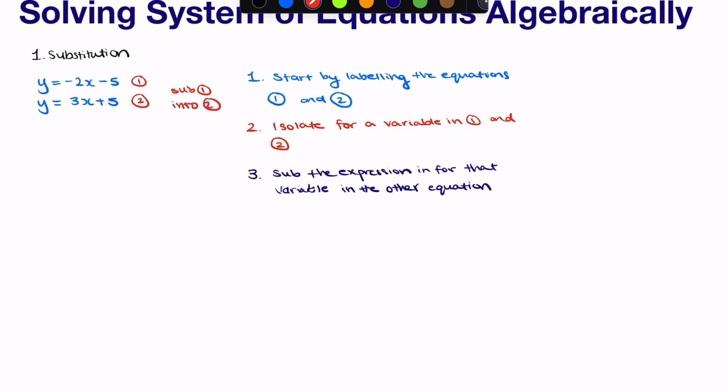Everything that is equal to y will sub in for y. So here we would sub in negative 2x minus 5 is equal to 3x plus 5. Now they're equal to each other, and so now we're going to solve for the unknown variable. So the next step is to solve for the unknown variable, and here you should get a numerical value.